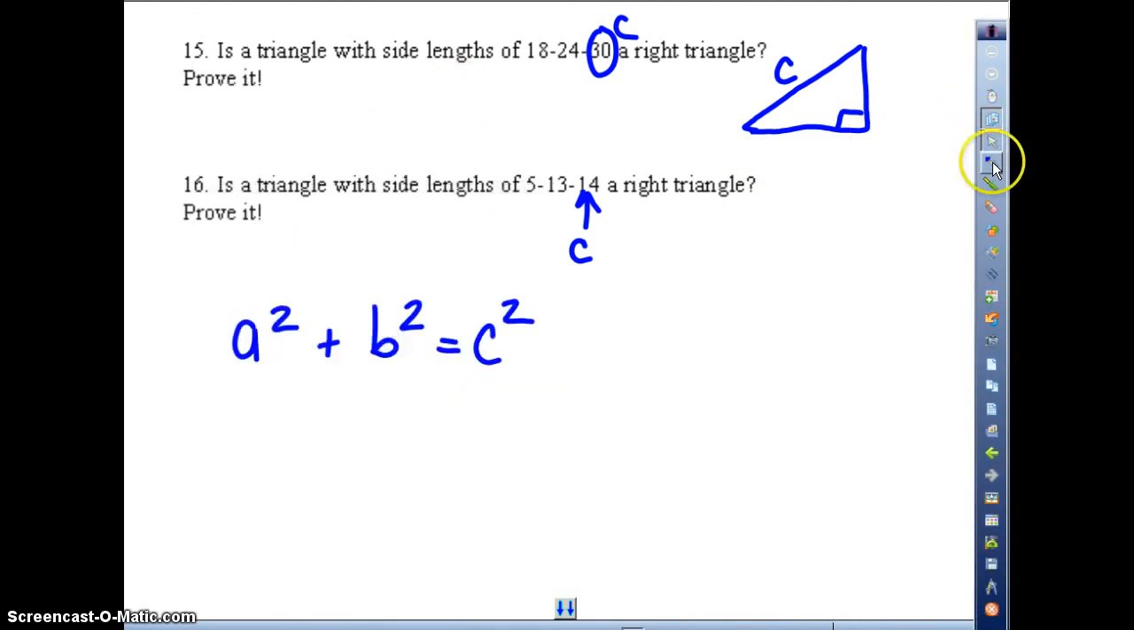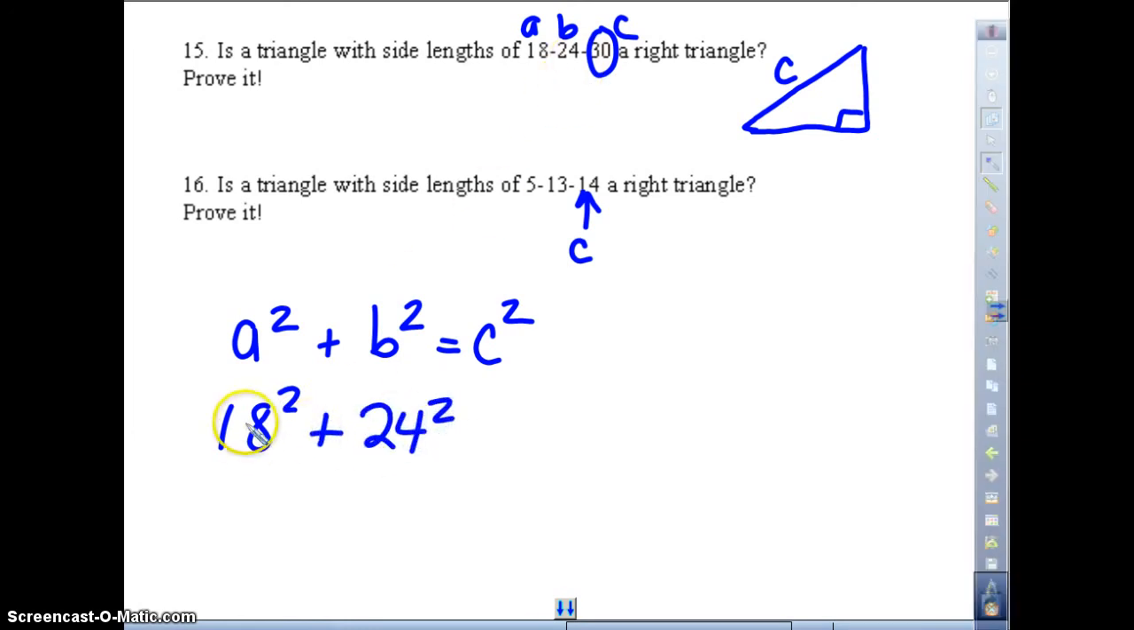So let's call this A and let's call this B, and you're just going to test it out. You take 18 and square it. Take 24 and square it. Add those two answers together. Does that equal 30 squared?